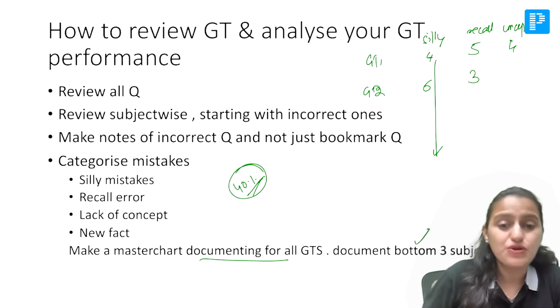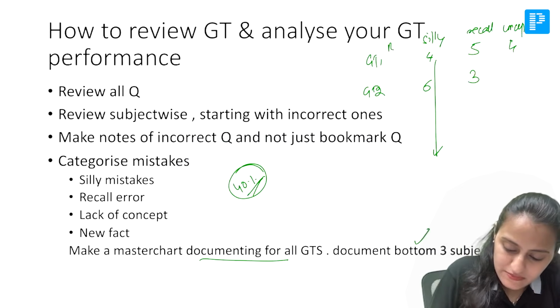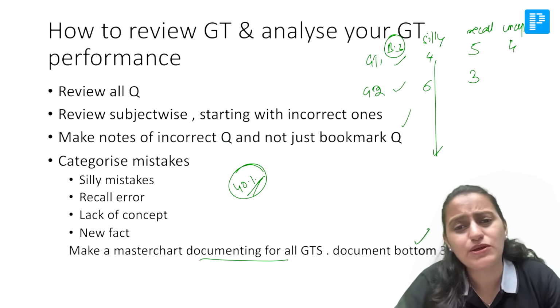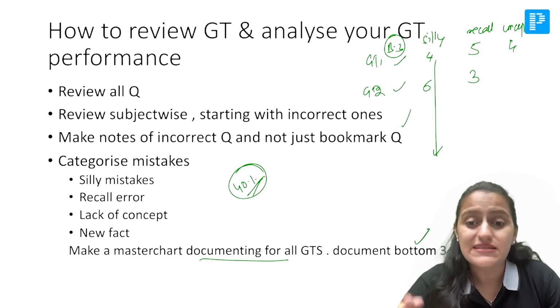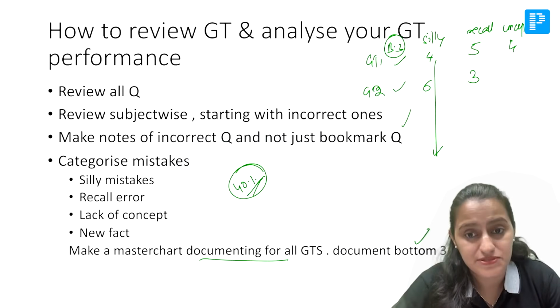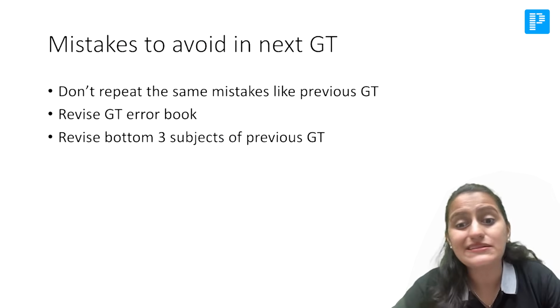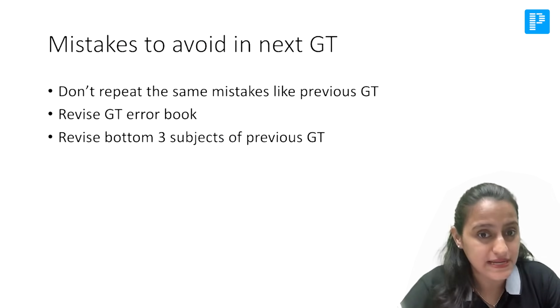Plus, you should also document in every GT which are my bottom 3 subjects. If you see consistently GT 1, 2, 3, there is pharmacology which is coming in the bottom 3. This tells you that you need to tackle this subject first, right? So bottom 3 subjects is what you have to document as well. Make this master chart which is right in front of your eyes.